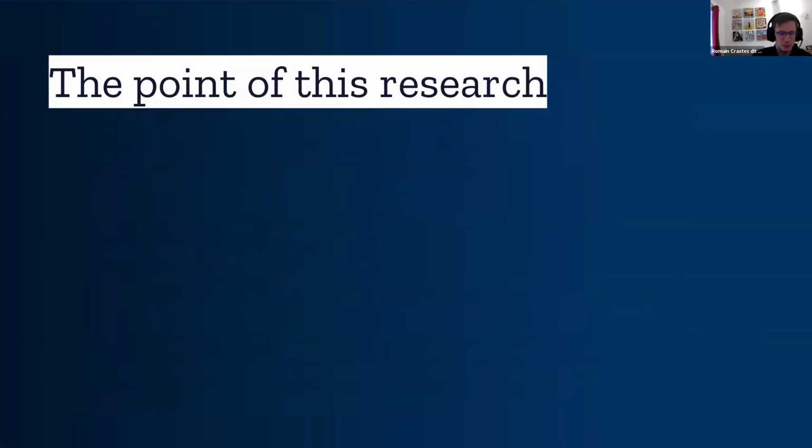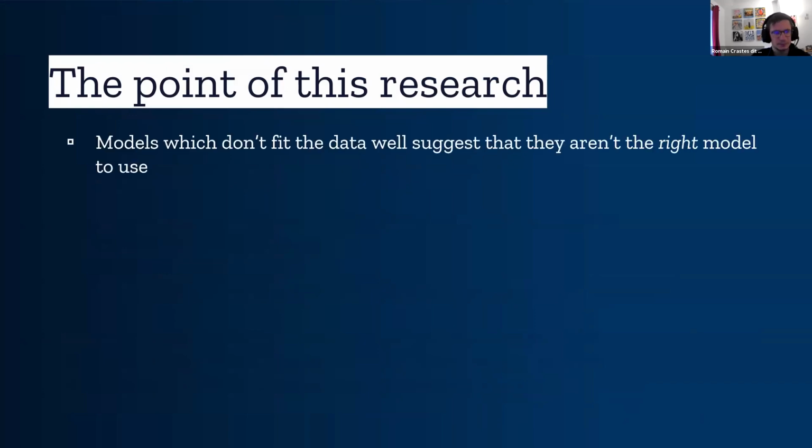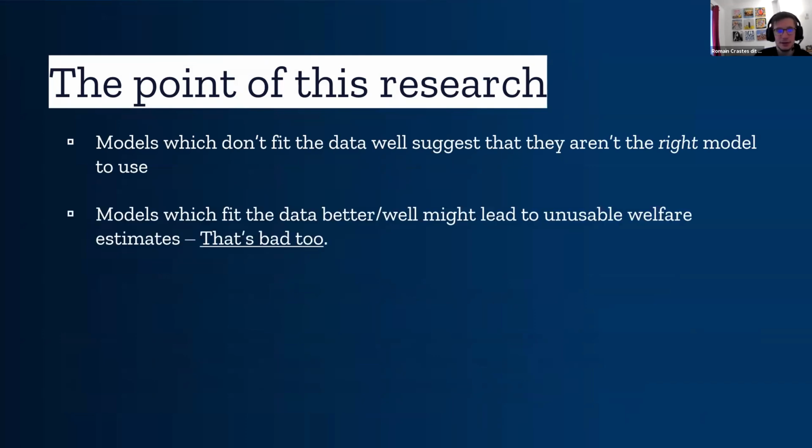So what's the point of this research then? Well, the point of this research is to suggest that the models which don't fit the data well aren't the right model to use. Again, we don't know what the right model is. But the models which fit the data better or well might lead to unusable welfare estimates, because they're way too large. And that's bad too. So how can we get both good fit and reasonable willingness to pay estimates?